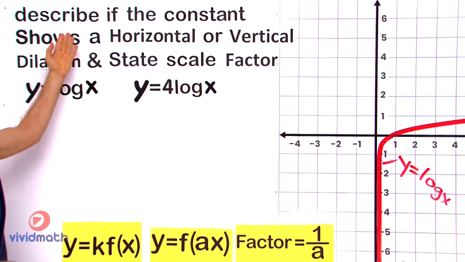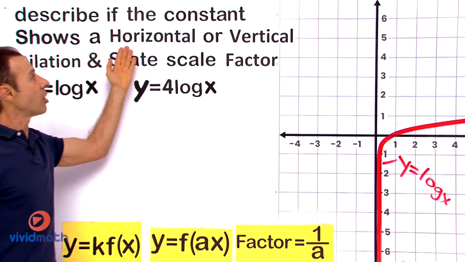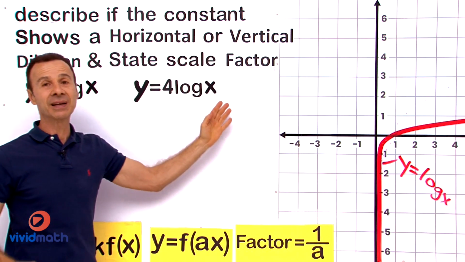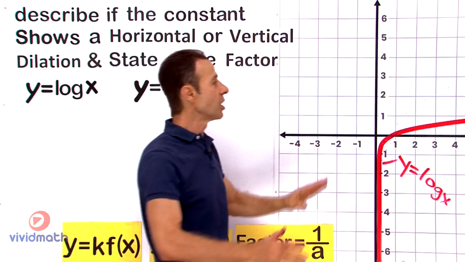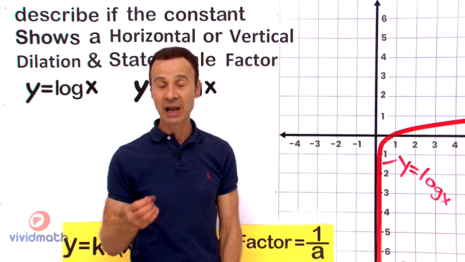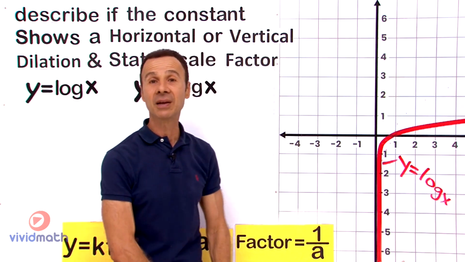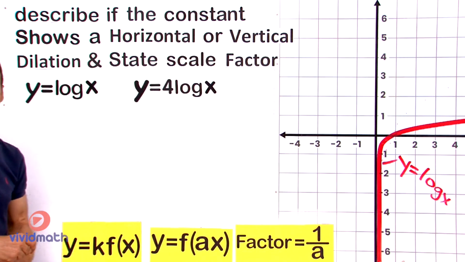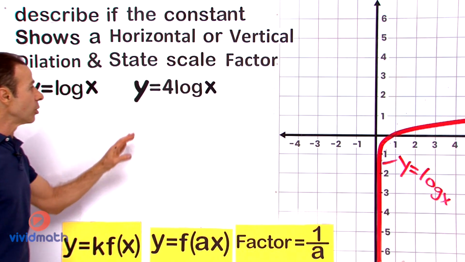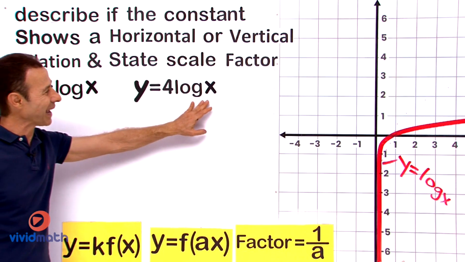The question says, describe if the constant shows a horizontal or vertical dilation, and then we're going to state the scale factor. In addition, I'm also going to give you the bonus of a visual representation so we can see what it's actually doing, this dilation factor, up here on the number plane. So let's begin off with trying to determine whether it's vertical or horizontal dilation. Well, we got y equals 4 log x.